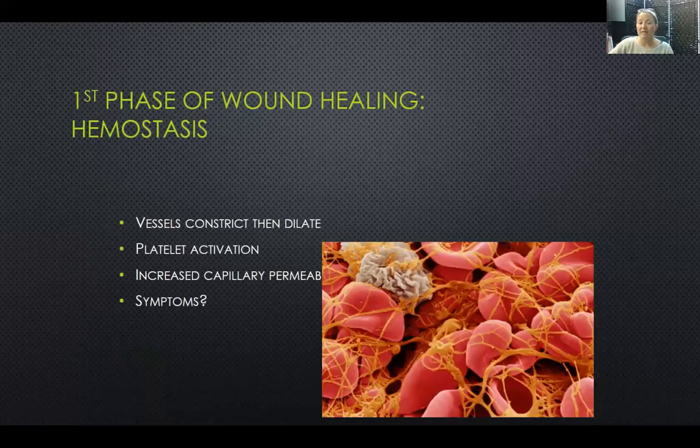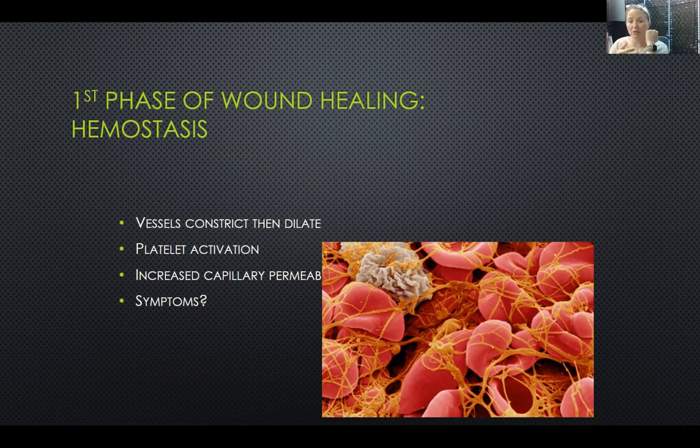So let's talk about wound healing. We're going to talk about the different phases in wound healing. Remember that all clients are different, and in each phase, you may have a delay in healing depending on what's going on with that patient. So the first phase of wound healing is going to be hemostasis. In hemostasis, if you have an injury, those local blood vessels are going to constrict, and platelets are going to be activated to start that clotting process. Now, those vessels will then dilate, leading to an increased capillary permeability.